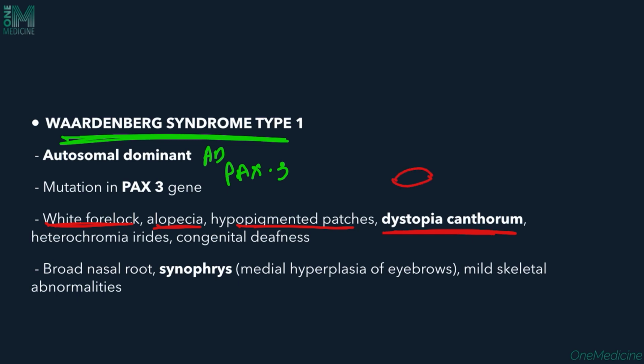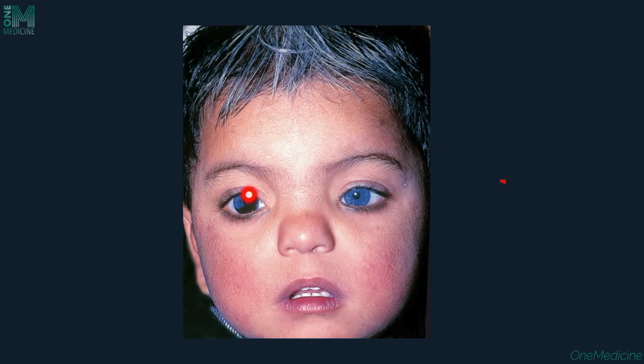Dystopia canthorum is where the medial ends of both canthi of the eyes are laterally displaced. That is, dystopia canthorum is present here. Heterochromia iridis, congenital deafness. Broad nasal root, synophrys, that is the medial hyperplasia of the eyebrows. Mild skeletal abnormalities would be present. So here you can see the Waardenburg syndrome: heterochromia iridis, broad nasal root, medial hyperplasia of the eyebrows, interpupillary distance is increased along with the piebaldism pattern present.